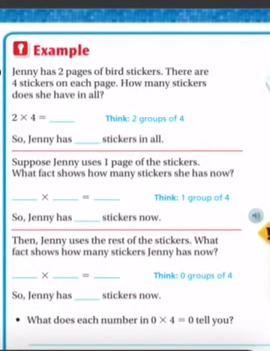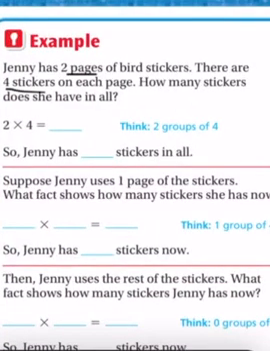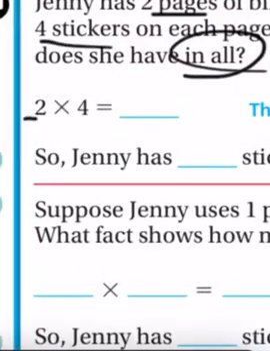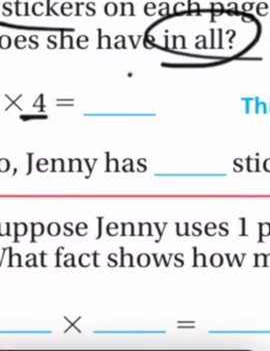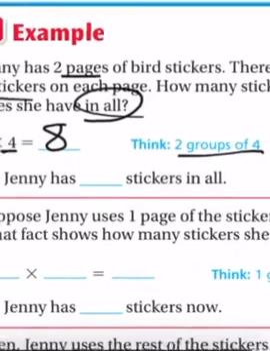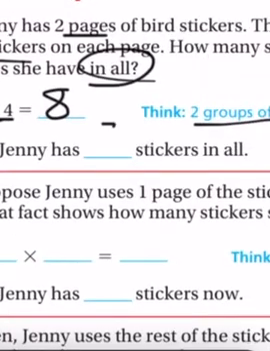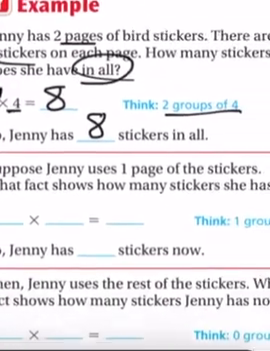Jenny has 2 pages of bird stickers. There are 2 pages, 4 stickers on each page. How many stickers does she have in all? So we have 2 pages, 4 stickers on each page, 2 groups of 4, that is 8. I think 2 groups of 4, right? That's what we talked about, that symbol right there can mean groups of. So Jenny has 8 stickers in all.